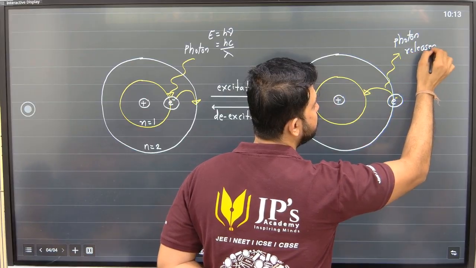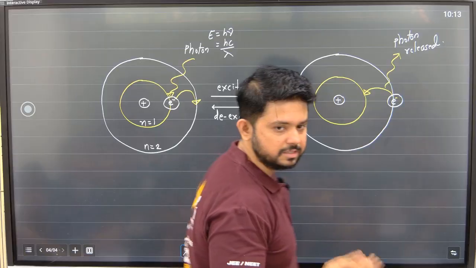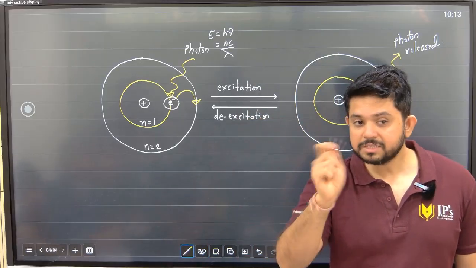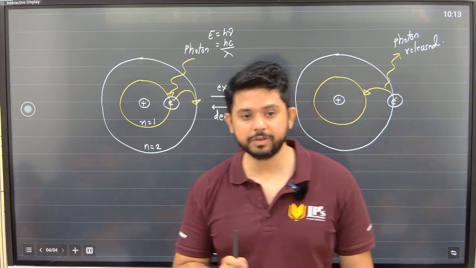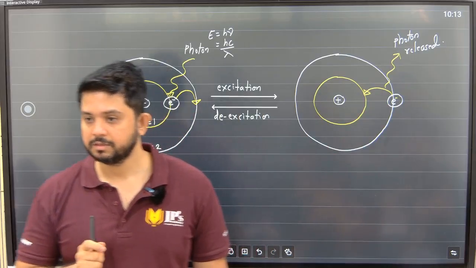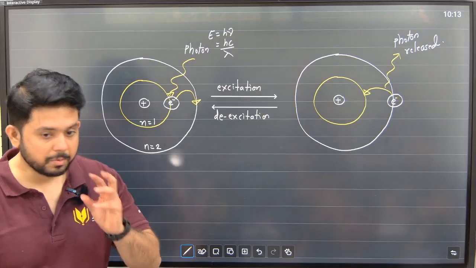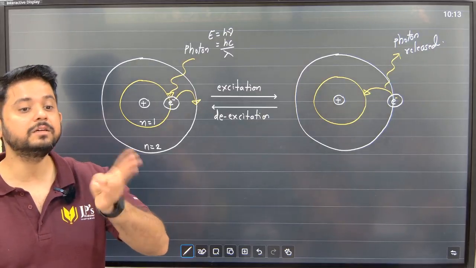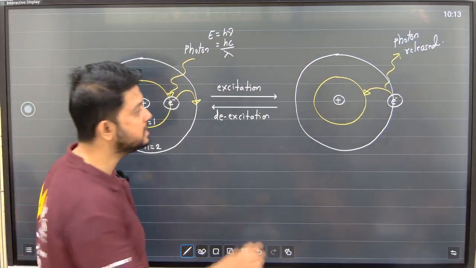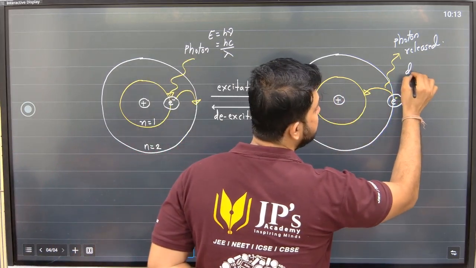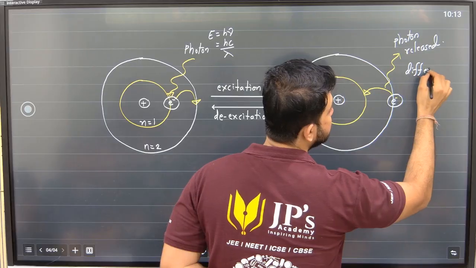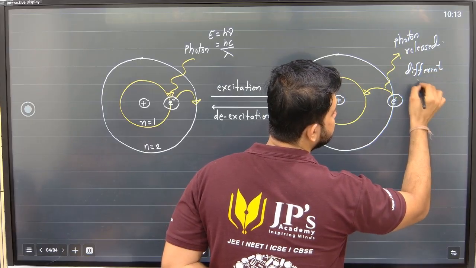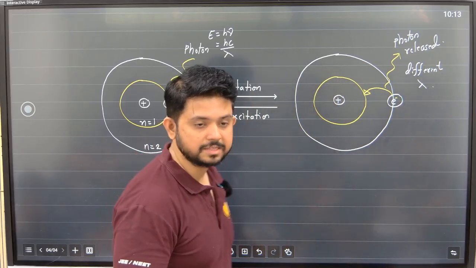Now people, when that photon is released, will it have the same characteristic wavelength or frequency which it had? No, because some amount of energy got utilized in the transition. So this has a different wavelength, or a different lambda.